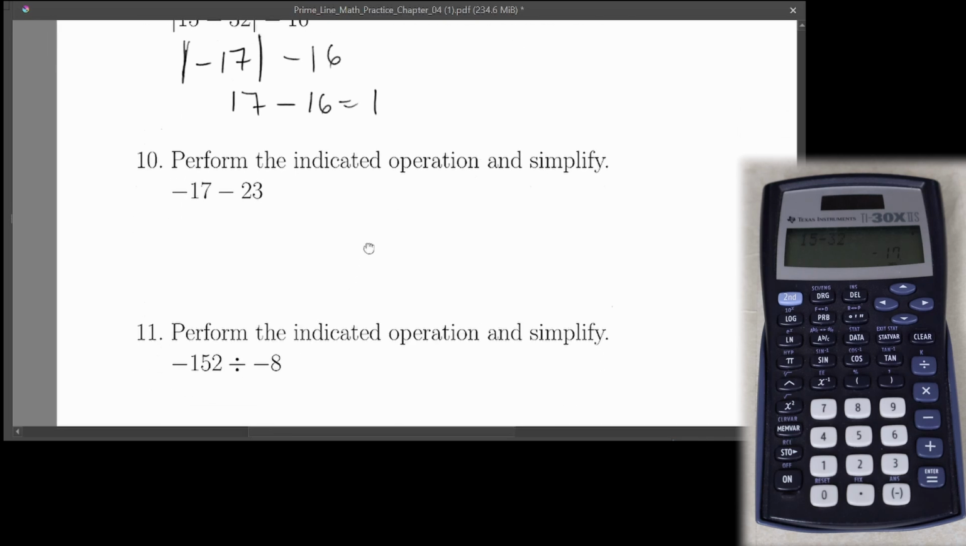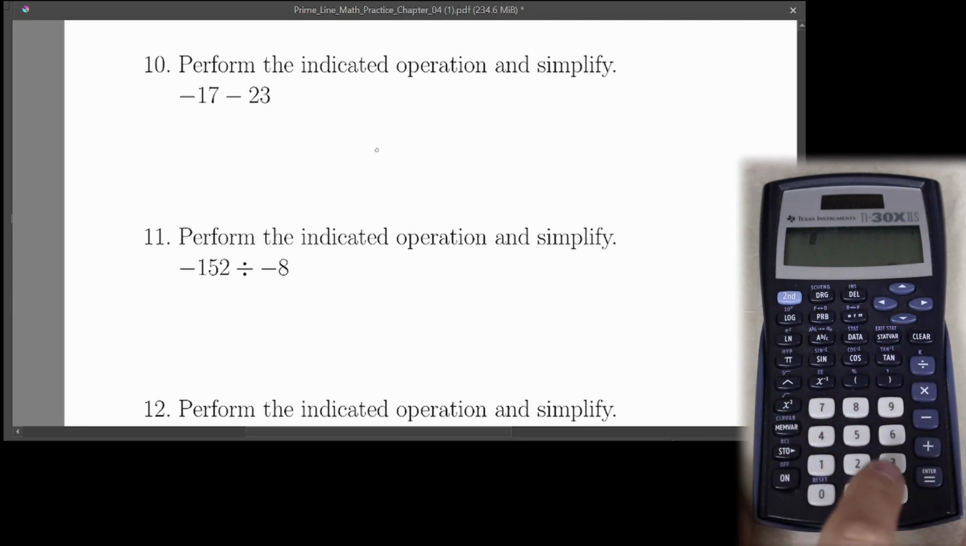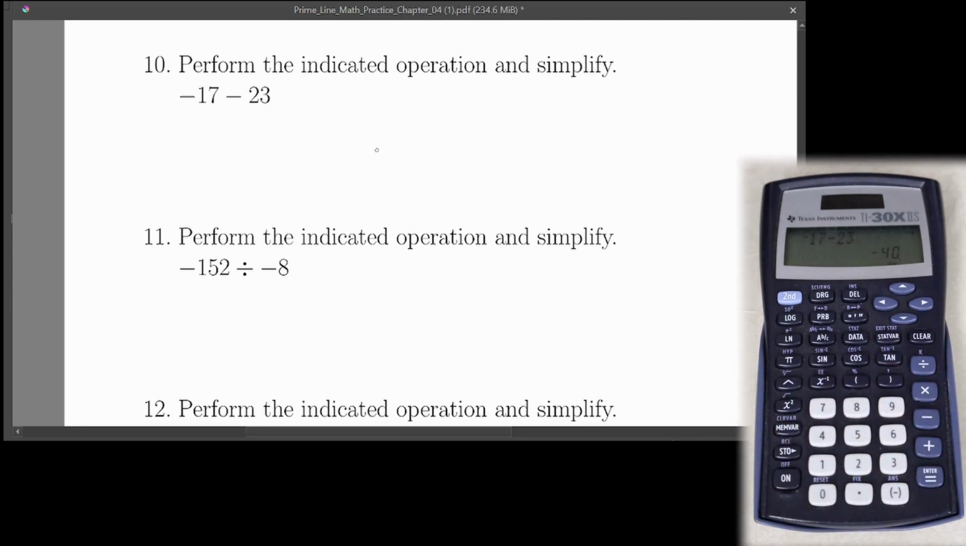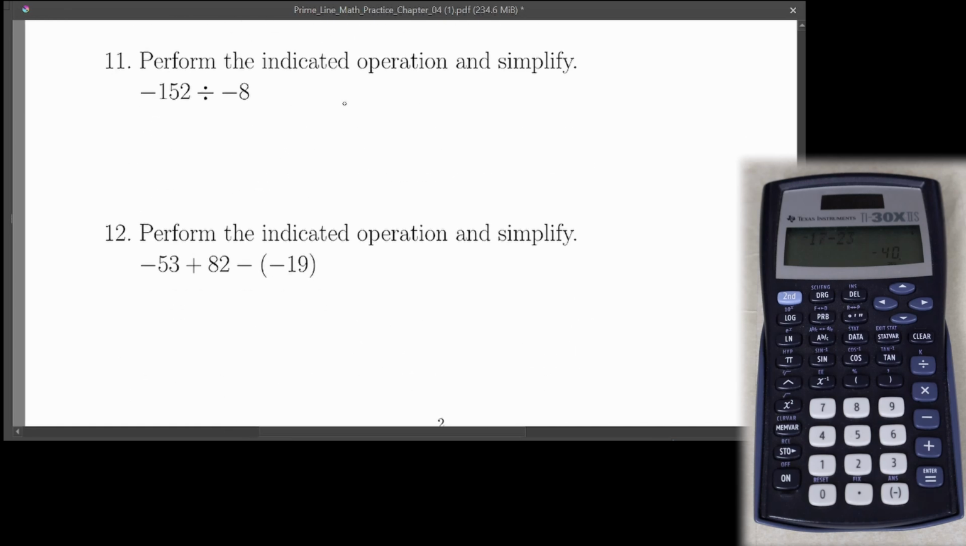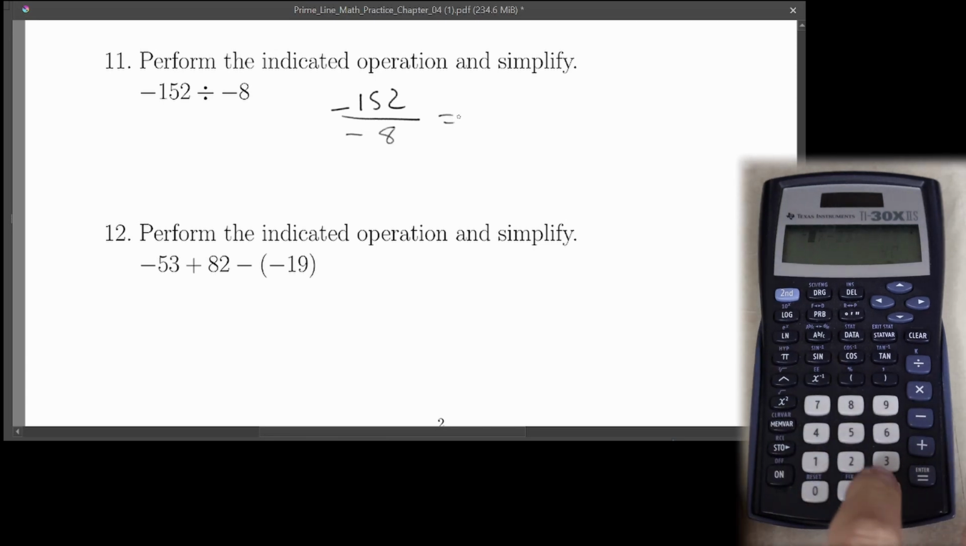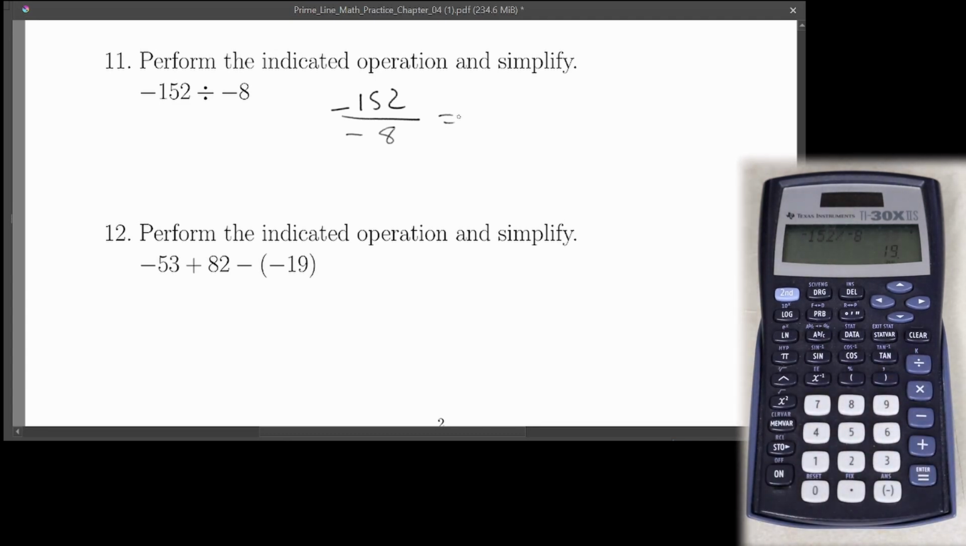For number 10, we can take negative 17 minus 23, and we'll get a negative 40. For number 11, we can take a negative 152 divided by a negative 8. Notice a negative divided by negative is going to give us a positive value. We get a positive 19.